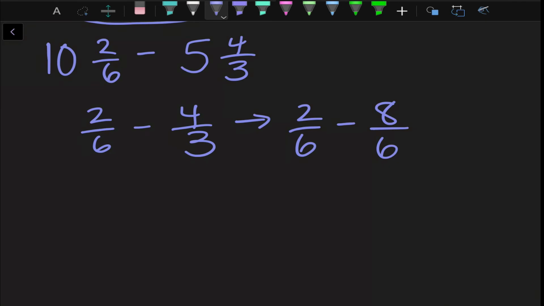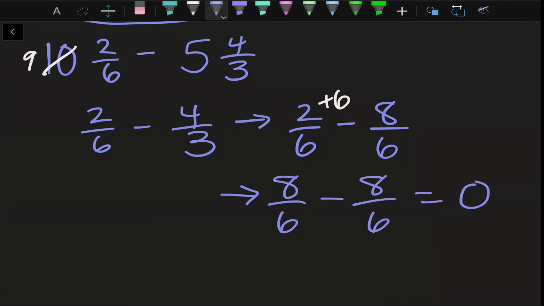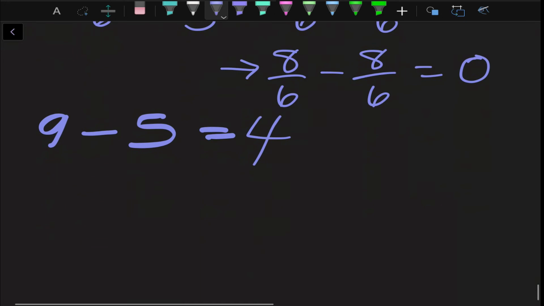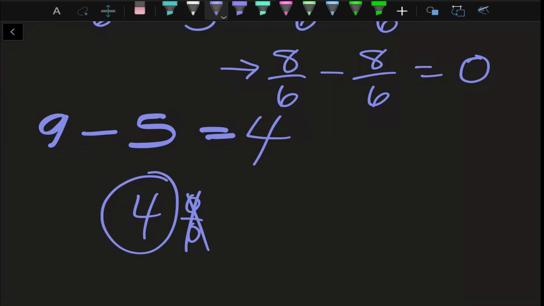2 minus 8, again, here we go. We've got to steal a couple of whole numbers here. So I'm going to drop this to 9, and I'm going to add 6 to this. So I end up with 8 over 6 minus 8 over 6, which is 0. There's no fraction on this answer. Interesting. So then all I have left to do is take my whole numbers, 9 and 5, which gives me 4. And my last step is to combine 4 with my fraction, but 0 over 6 isn't a fraction, so my answer is just plain 4.